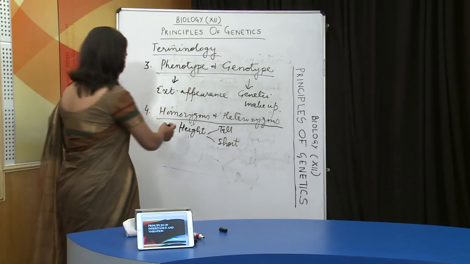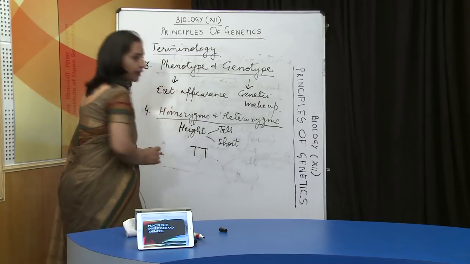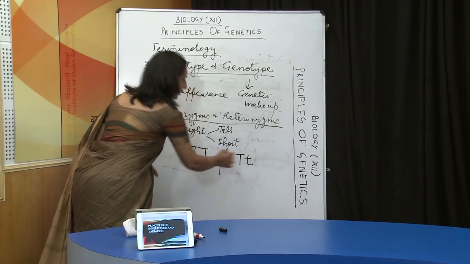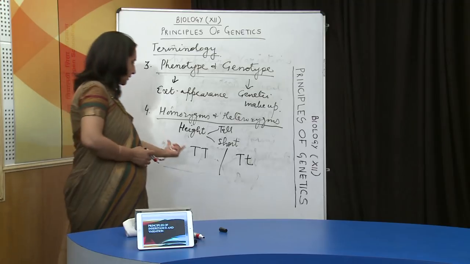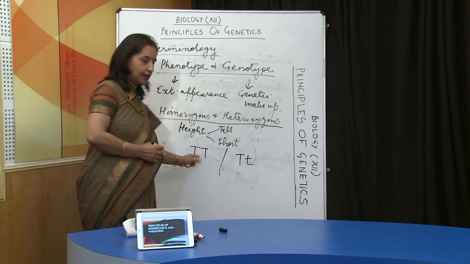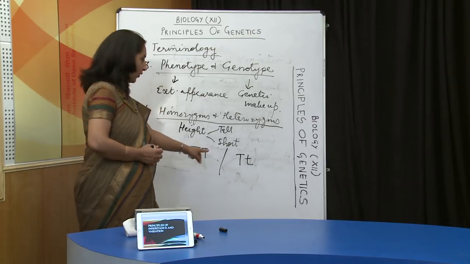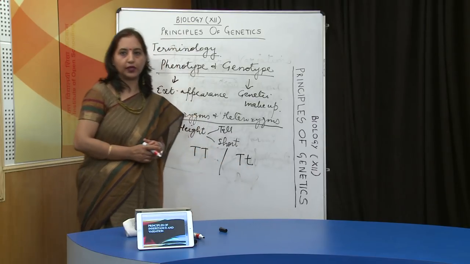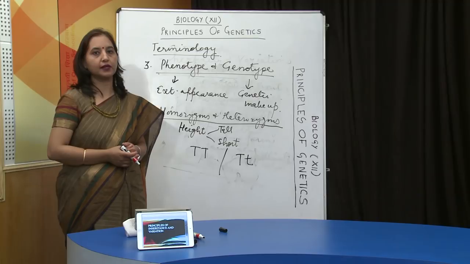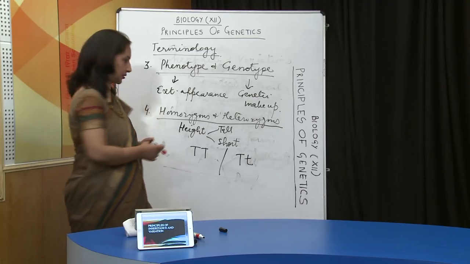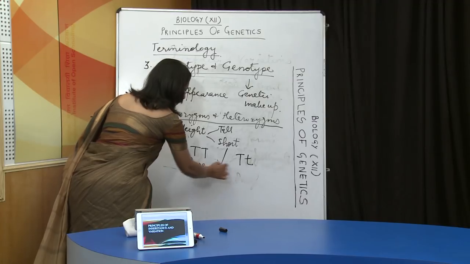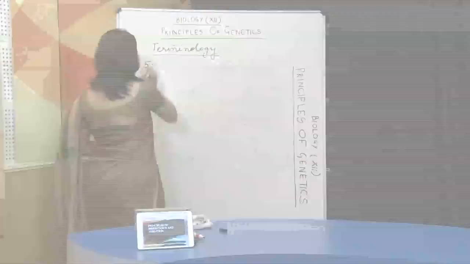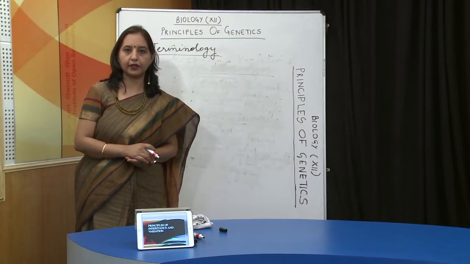And the plant may have two alleles of the same type, that is capital T, capital T, or may have capital T, small t. So this kind of condition is called homozygous, where the same allele is duplicated, wherein this condition is called heterozygous, wherein the same allele is not duplicated. We have dissimilar alleles or dissimilar factors or dissimilar pairs of genes. This is pure or homozygous, and this one is heterozygous or hybrid.